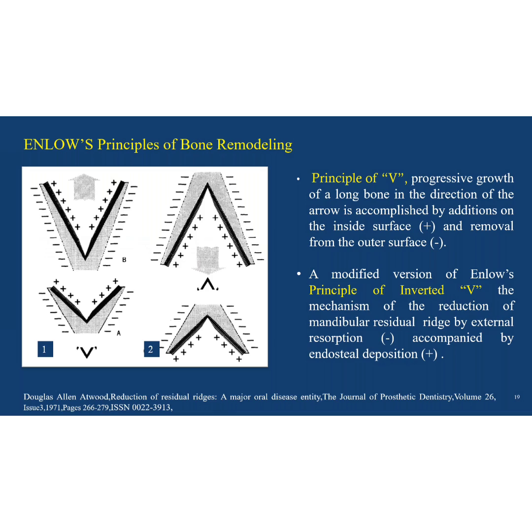Enlow's principle of bone remodeling. Principle of V: progressive growth of long bone in the direction of the arrow is accomplished by additions on the inner surface, and minus means removal of the bone, or resorption. A modified version of Enlow's principle was the inverted V, which explains the mechanism of reduction of the mandibular residual ridge. In the same way, minus is resorption on the external surface and endosteal deposition is depicted by plus.